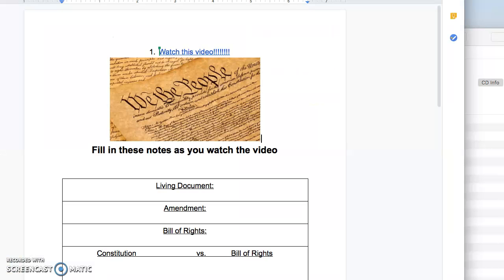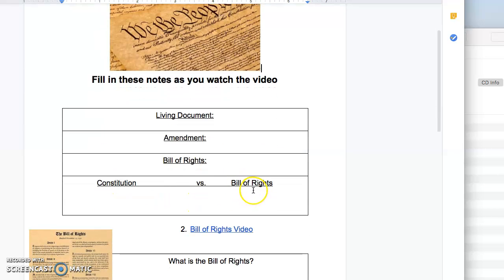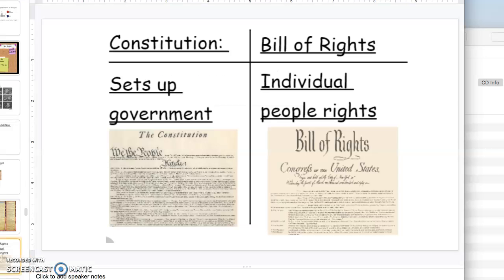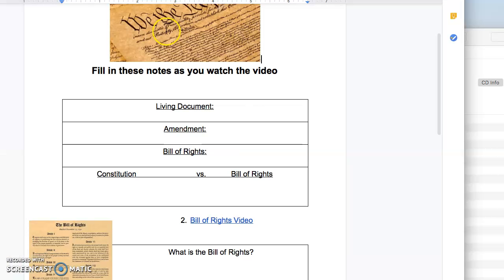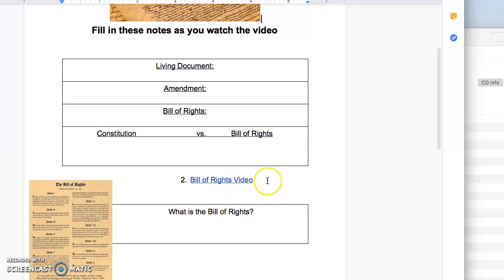So now you can pause my video. We'll write in Constitution versus Bill of Rights notes, what I just went over here. And then go ahead and watch this video number 2, this Bill of Rights video that kind of talks about how they got those Bill of Rights put into the Constitution.